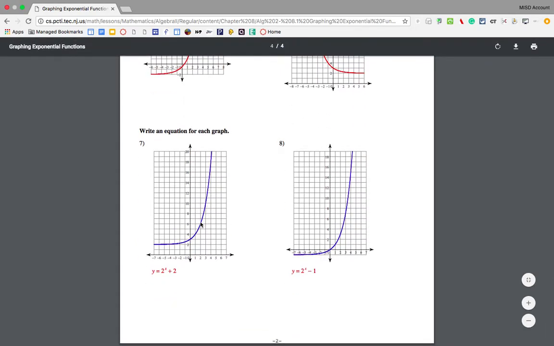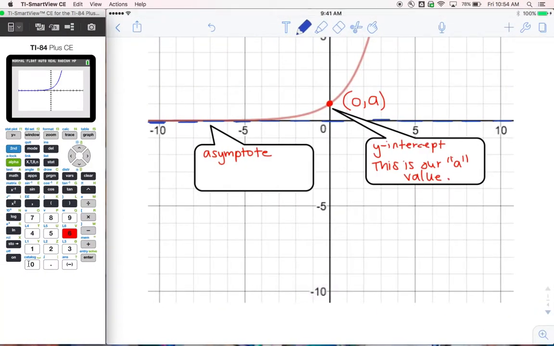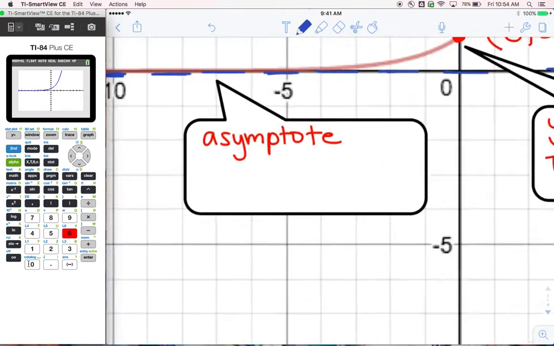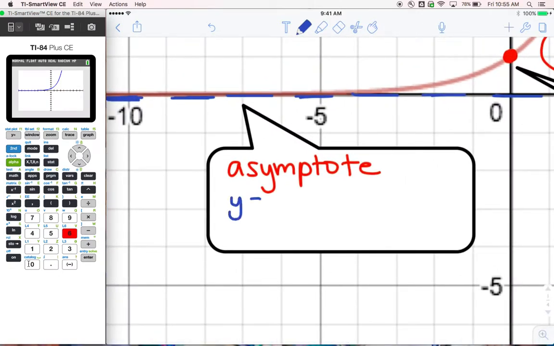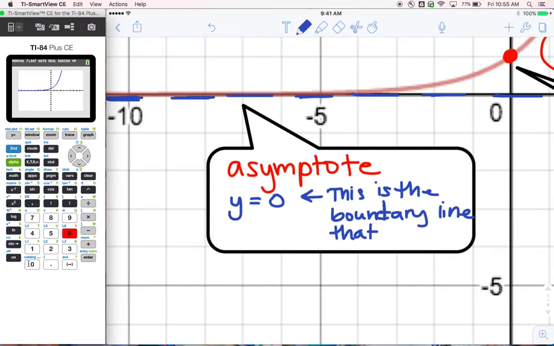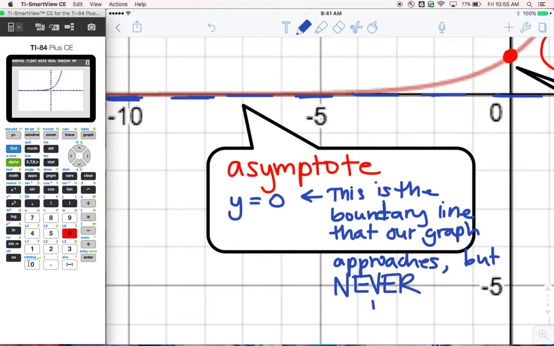Exponential graphs always have an asymptote. So here the asymptote would be y equals 2. Here would be y equals, looks like, -1. You're always going to have an asymptote with an exponential graph. Okay, that was a long explanation. In this case, the equation for the asymptote is y equals 0. Again, this is the boundary line that our graph approaches. It gets super close to it. Our graph approaches, but never reaches.